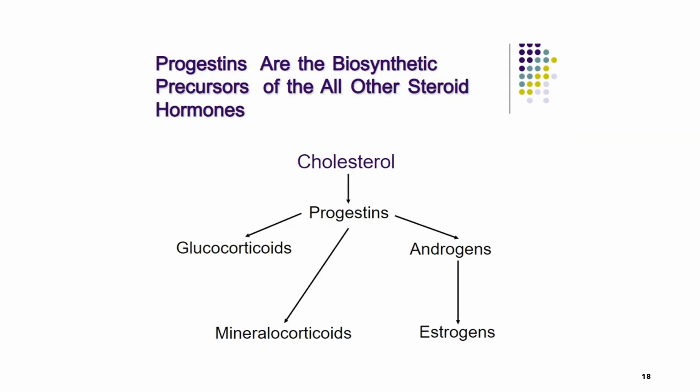So this diagram shows the biosynthetic pathway of the production of the steroid hormones. As you can see here, the progestins are considered to be the biosynthetic precursors of all other steroid hormones, the glucocorticoids, androgens, estrogens, and the mineralocorticoids.